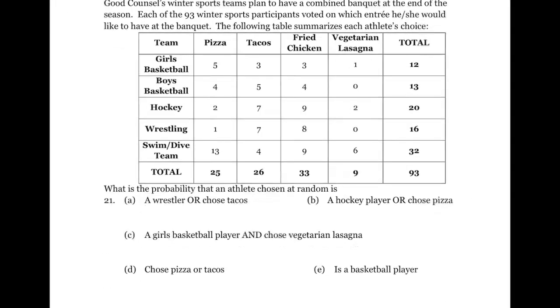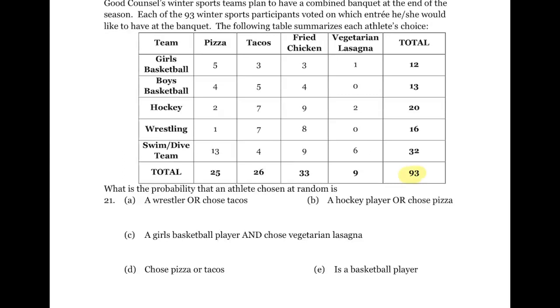Good Counsel's winter sports team planned to have a combined banquet at the end of the season. Each of the 93 winter sports participants voted on which entree he or she would like to have at the banquet. The following table summarizes each athlete's choice. Okay, so you can see the teams across the vertical first column. You can see the team and then the food choices across the parallel row in the very top. And then you can see totals, and you can see your total is going to be 93.